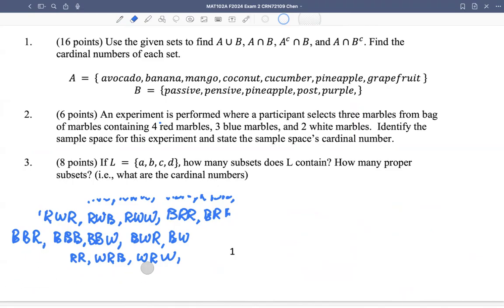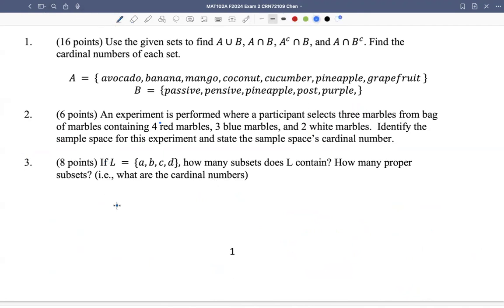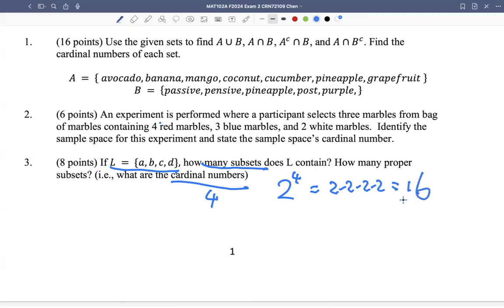There's 2 raised to 4. What's 2 raised to 4? 2 times 2, 4 times. Right, so the set has 4 elements, so the cardinal number is 4. So the number of subsets is 2 raised to 4, which is 2 times 2 times 2 times 2, 4 times. Well, 2 times 2 is 4, 4 times 4 is 16. How many proper subsets?